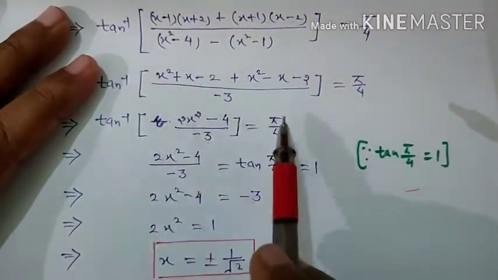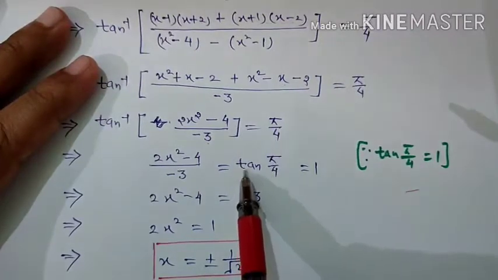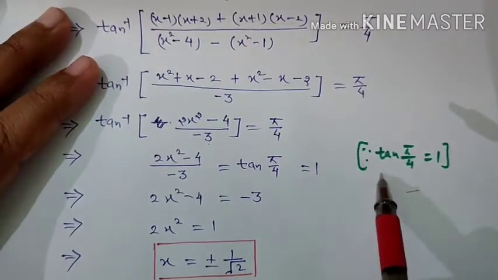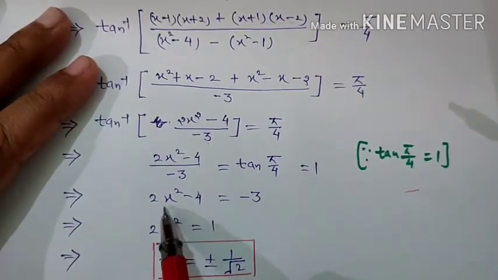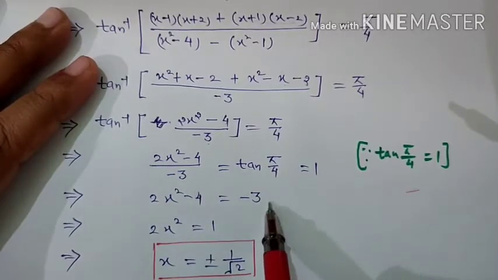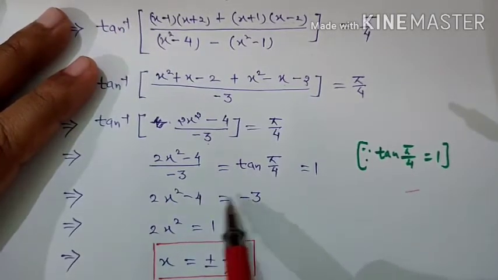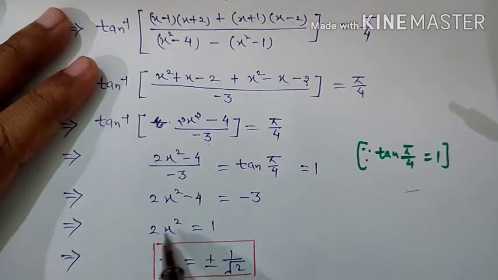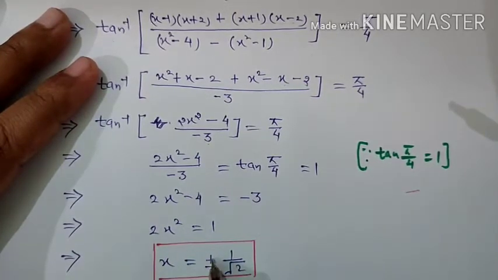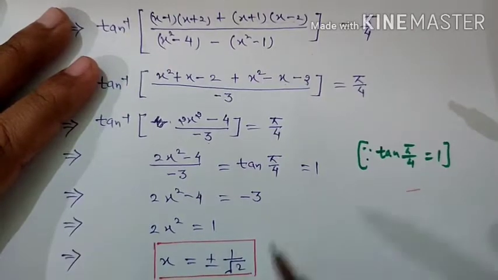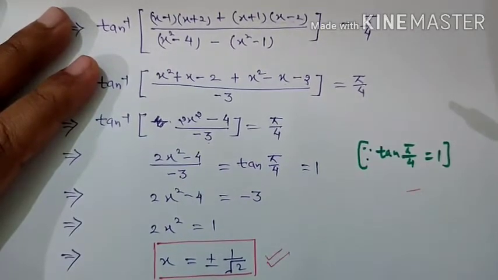Then this tan inverse I'll shift to the other side, I'll be getting tan of pi by 4, and tan of pi by 4 is 1, we know the formula. And then minus 4 will go to the other side, we'll be getting −3 + 4 which is 1, then just divide by 2, so x² is 1 by 2, so x is plus minus 1 by root 2. So this is the final answer.